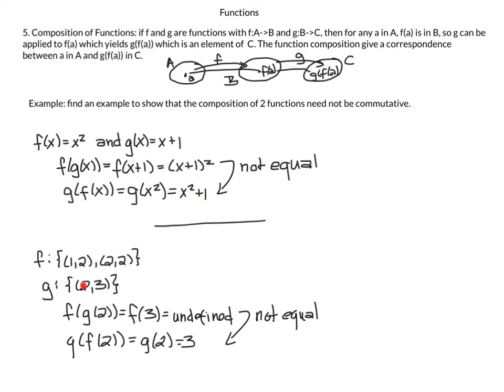I can also do this other example, which is even more extreme. I have f maps 1 to 2, and then it maps 2 to 2. And g, I can have 2 mapping to 3. So I'll do this one first, g of f of 2. I plug in f of 2. So f maps 2 to 2 into g, and g maps 2 to 3. However, if I plug in f of g of 2, here g of 2 maps to 3, so f of 3 is not even defined. So they're definitely not equal.